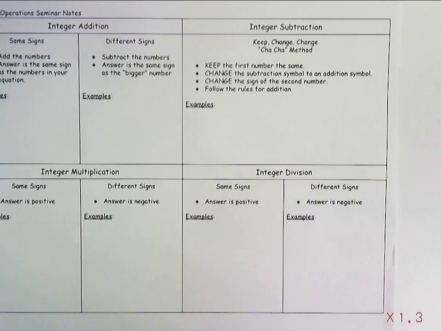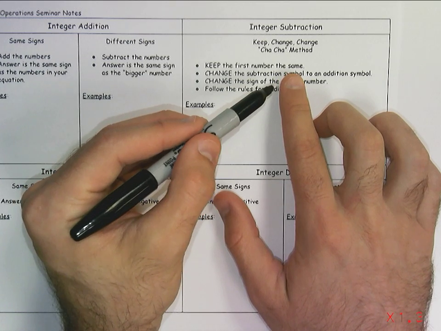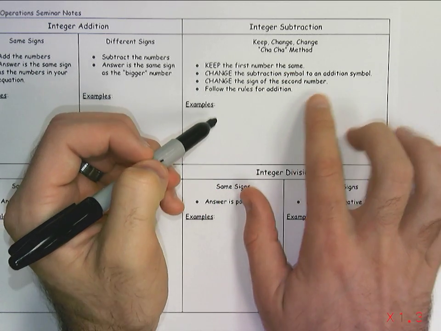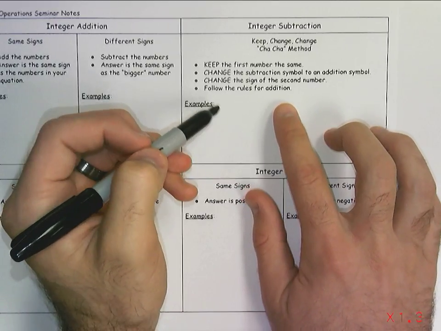Now if we go back, we will move to integer subtraction. And there's kind of a cool method that you can use for this. We call it the keep change change method, or the cha-cha method, as Mr. Sackett may have taught you in 6th grade. So how do we do this? First, we're going to keep the first number the same. Secondly, we'll change the subtraction symbol to an addition symbol. Third, we'll change the sign of the second number, and then ultimately follow the rules of addition.